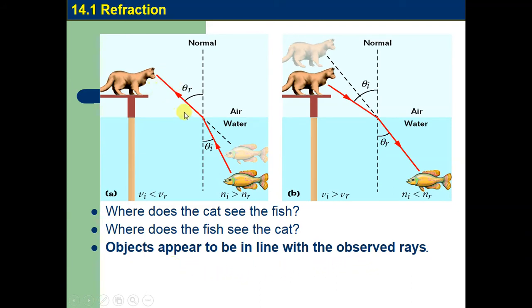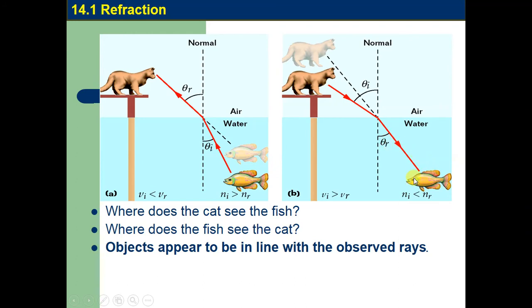So this is the observed ray, so the object should appear in line with this observed ray. Okay, for the fish, so for the fish to see the cat, the fish receives this ray, so the object should appear in line with this observed ray.